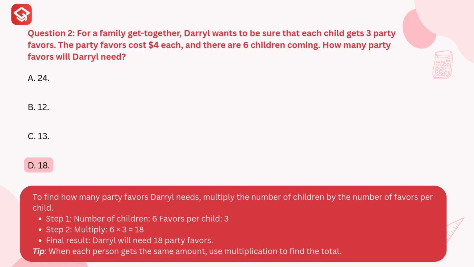Here is a tip. When each person gets the same amount, use multiplication to find the total.